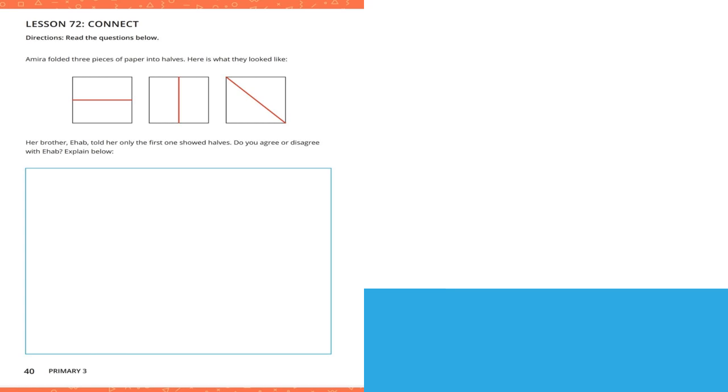Do you agree with him or disagree? Do I have only the first piece divided into halves, and these are not halves? No, I disagree, because all of these papers are cut into 2 equal parts. All of them are 2 equal parts.